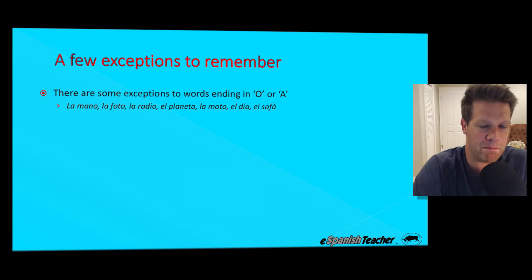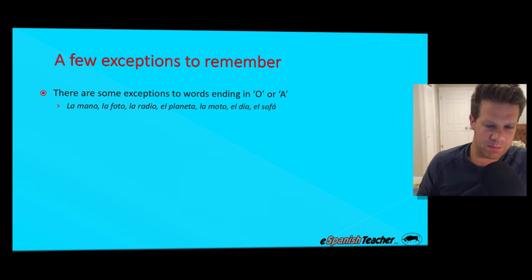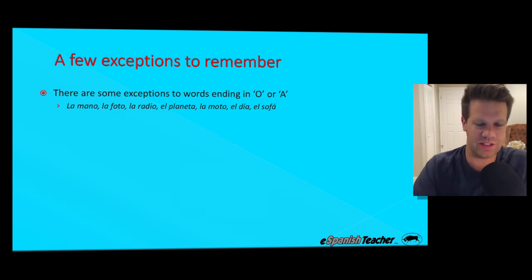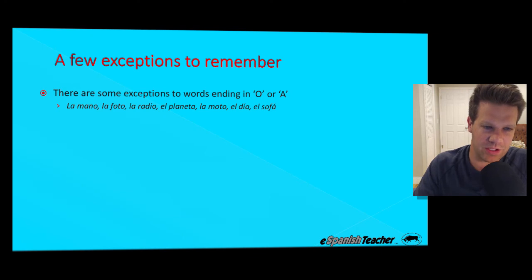So like the word mano, which means hand, a lot of people will say, well, it ends in O, so it's got to be masculine. But it's not. It's an exception. So it's la mano. Same with la foto. Photo, photograph. It looks masculine, but it's not. It's feminine. La radio, same thing. El planeta. La moto. Moto is like motorcycle. They have little motorcycles in some countries, so it's not like a big motorcycle. It's like a little commuter motorcycle.